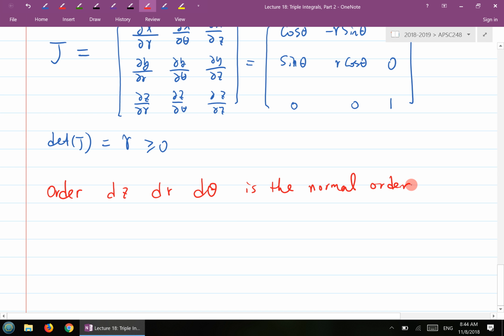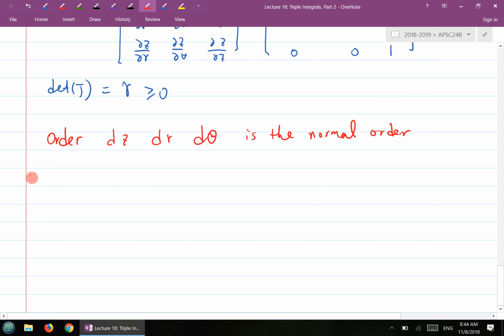If you choose the other order, absolutely they're going to work. And actually, I'm going to show you how to choose the other order. But I will demonstrate an example using this dz, dr, d theta, and then how we find the limits for each one of the coordinates here.